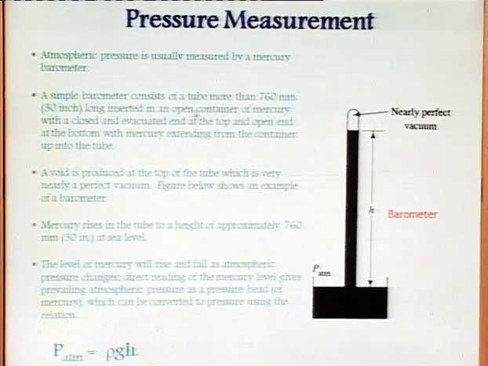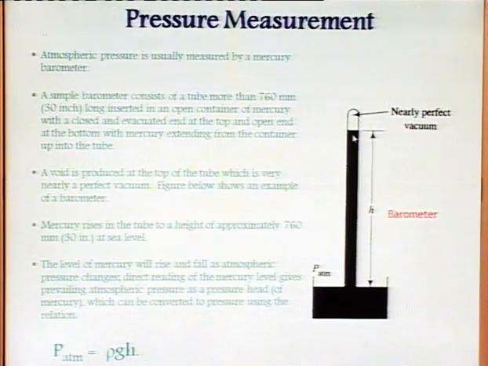A simple barometer consists of a tube more than 760 mm or 30 inches long. A void is produced at the top of the tube, which is a perfect vacuum. There is no gas here, and the height is above 760. So the mercury rises up to this point, and from this point we can easily find out the atmospheric pressure.